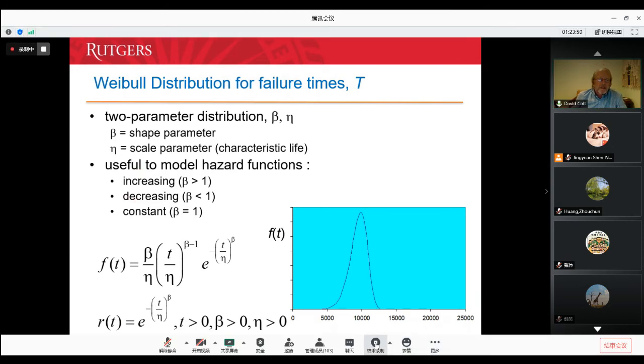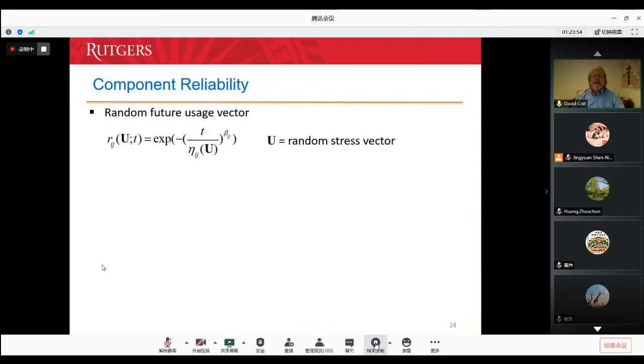Okay, I got to get rid of my laser pointer. Let me move ahead now. Take everything I've talked about. You just saw the equation for reliability. But now I'm saying I don't know the future stress. And the reliability of a component is a function of this future stress.